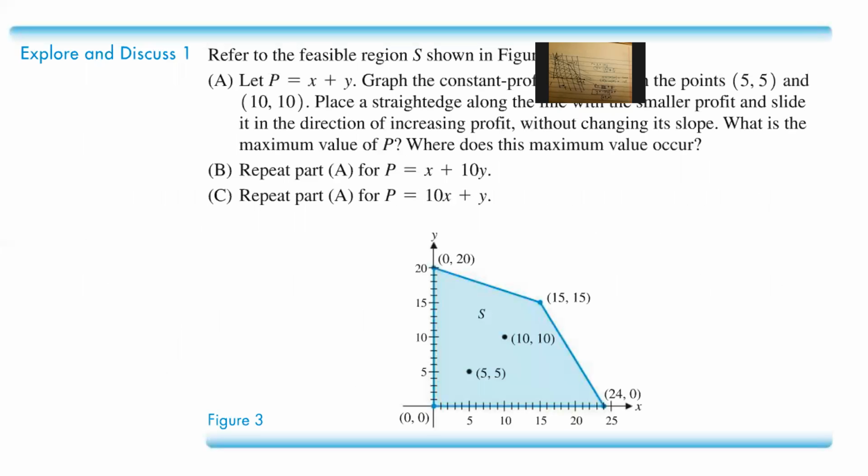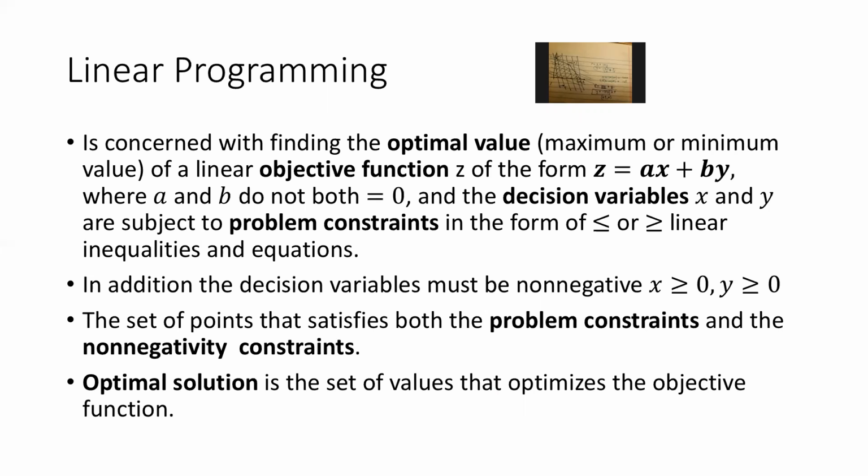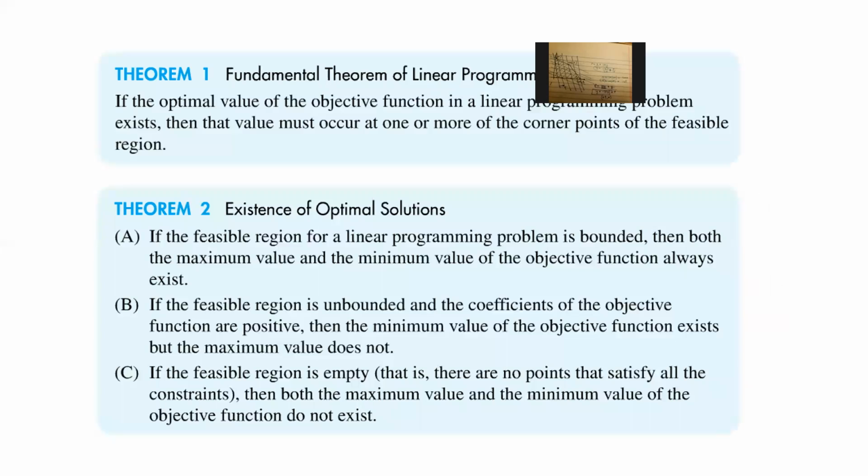So, sorry, I went the wrong way. So first is the fundamental theorem of linear programming. Basically, if the optimal value of the objective function in a linear programming problem exists, then that value must occur at one or more of the corner points of the feasible solution.